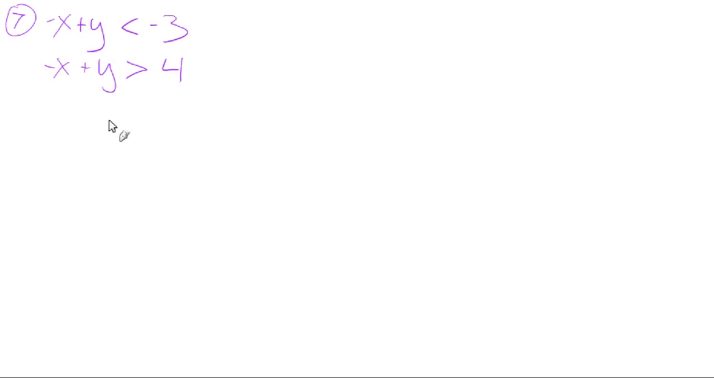The first thing we should do that makes it the easiest, I think, is to write these both so that they look like they're in slope-intercept form. So we just need to get y on one side by itself. We can add x on both sides for this one. It'll be y is less than x minus 3.